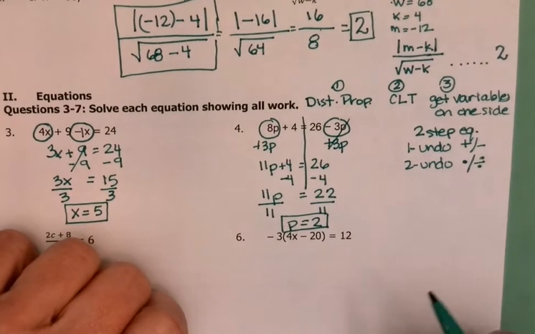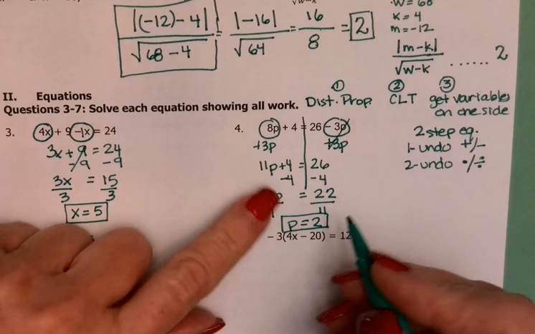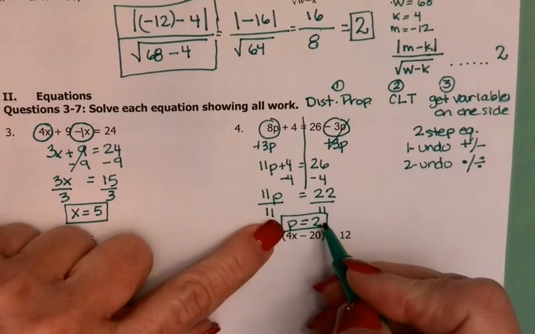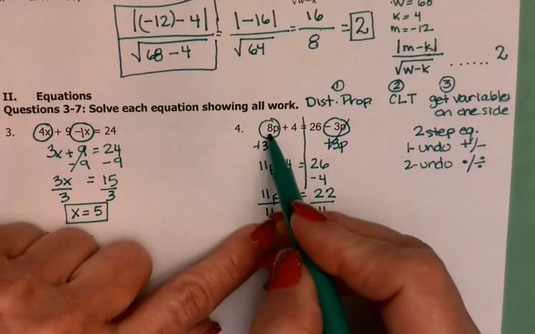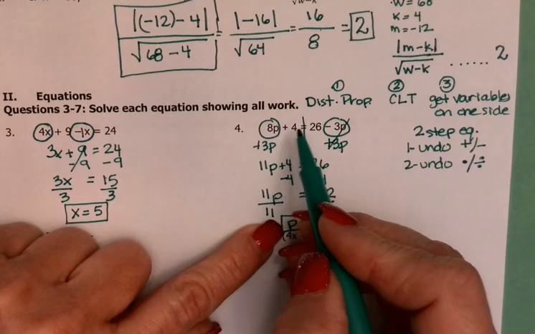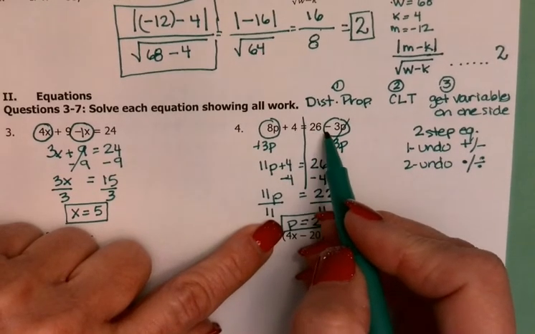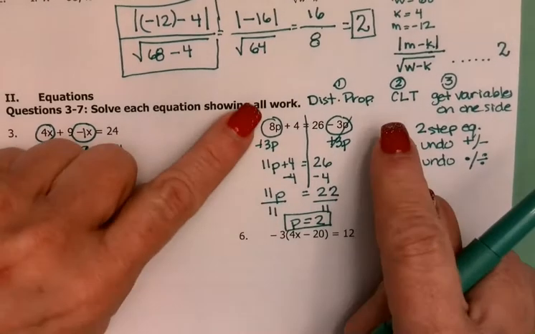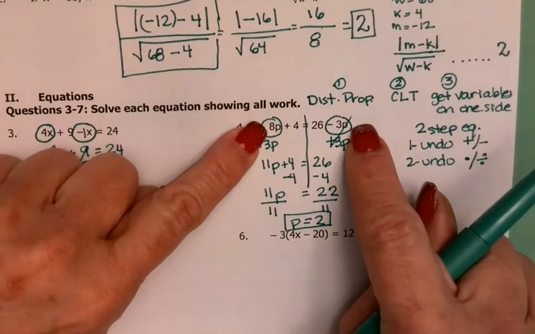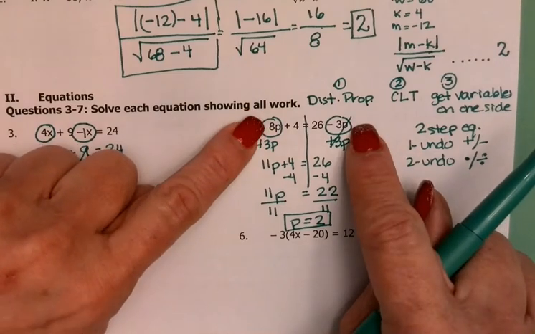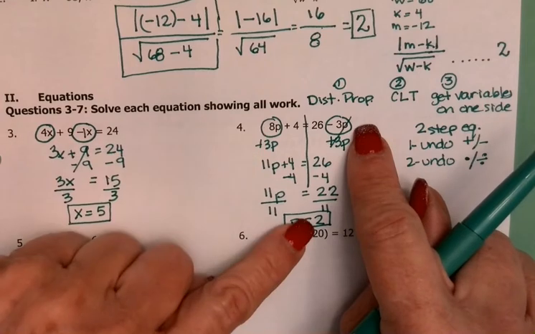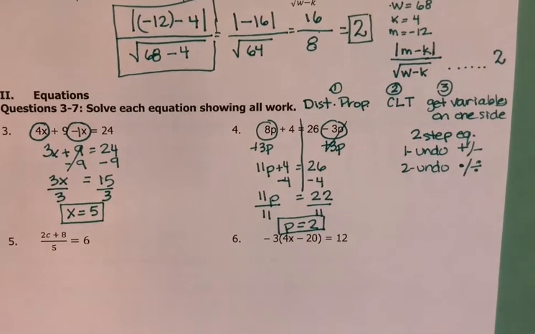And that's exactly what you wanted to type in to Desmos. You would type P equals 2. Your next line, you would type 8P plus 4. Go down one more line and type 26 minus 3P, and you'll see the answer for this and this are the same, which means that the left side equals the right side when P is equal to 2. And that's exactly what we wanted.